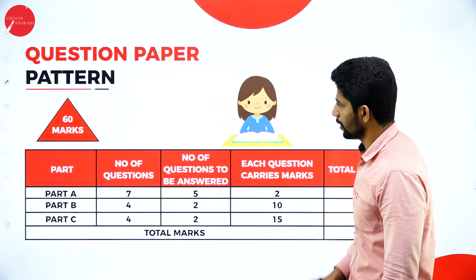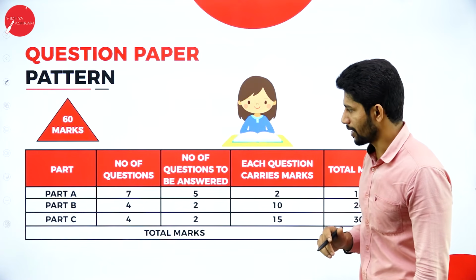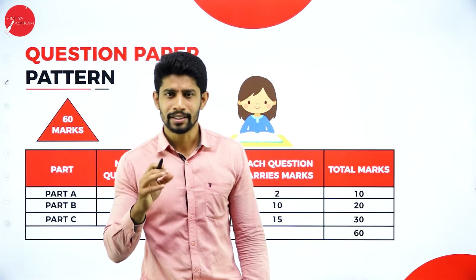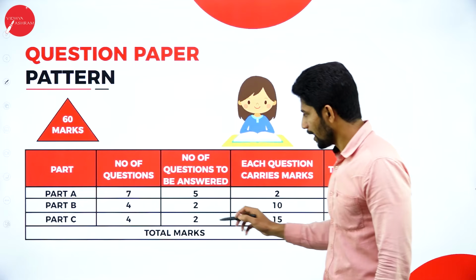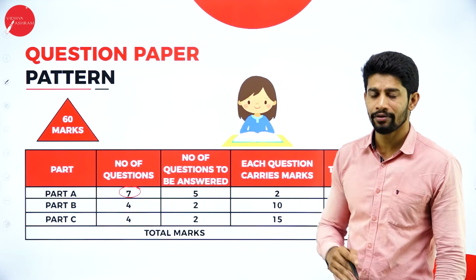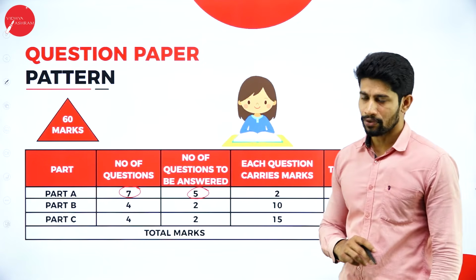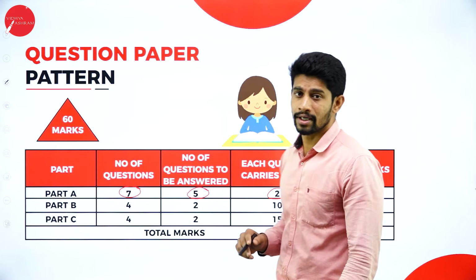Next, moving further, the question paper pattern. If you look into the question paper pattern, there will be three parts: part A, part B and part C. In part A, they will be giving you 7 questions. You are supposed to answer any 5 questions. Each question carries 2 marks.